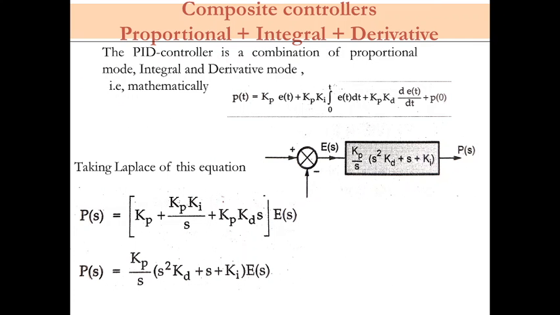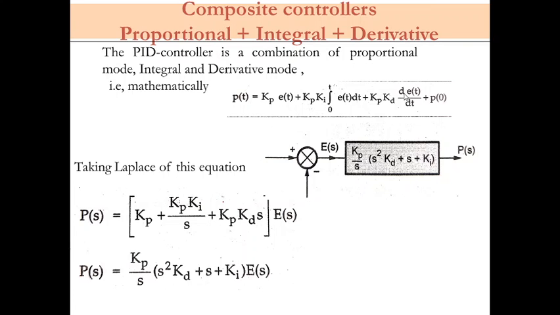Then moving further, the last one is composite controllers, that is the proportional plus integral plus derivative controller. So it is a combination of proportional mode plus integral mode plus derivative mode. This PID controller consists of three terms: the first proportional to the error signal, another proportional to the integral of the error signal, and the third proportional to the derivative of the error signal. So mathematically it can be expressed as P of t is the output, this is the proportional part, this is the integral part, and the last one is the derivative part.